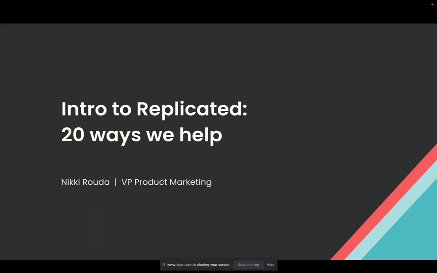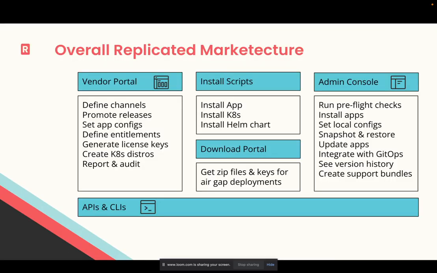I'm going to walk you through 20 ways we can help vendors serve their customers by distributing their commercial applications to customer managed Kubernetes environments. To start out, let's take a look at an overall Replicated Marketecture. There are four main components to this and different ways you can interact with them.